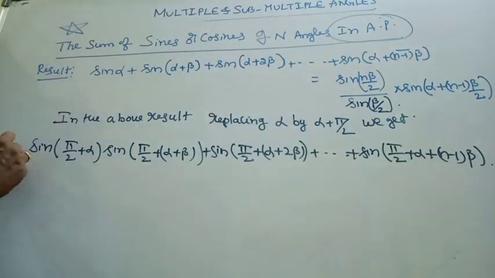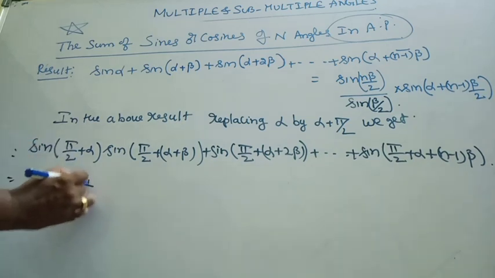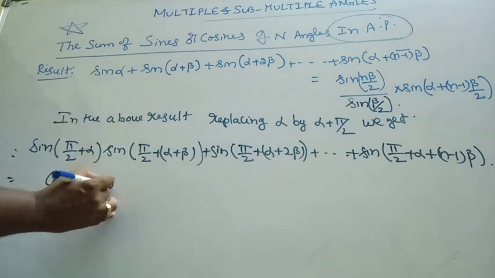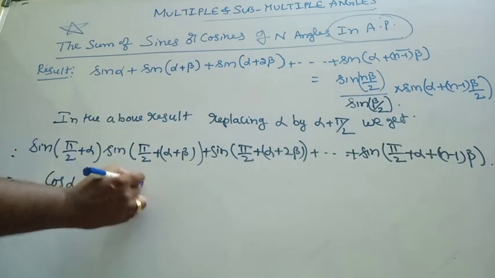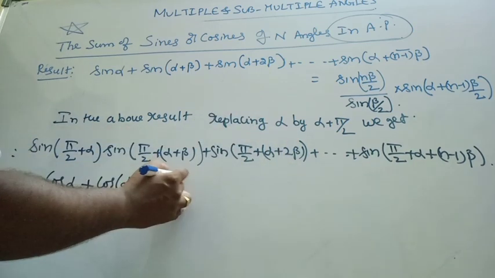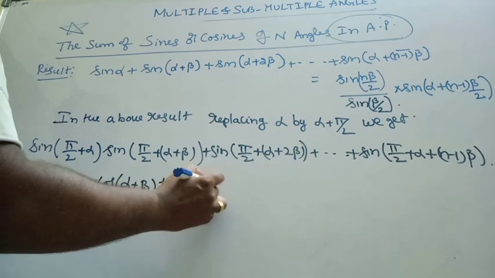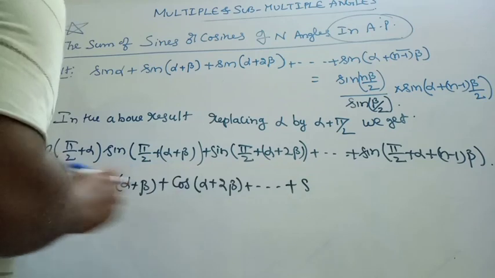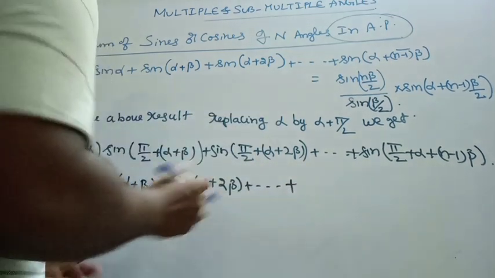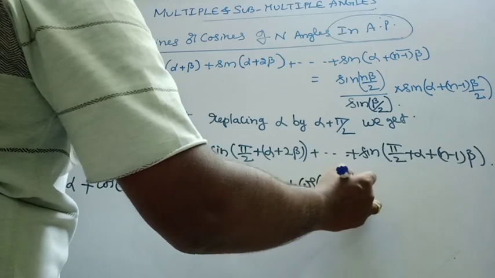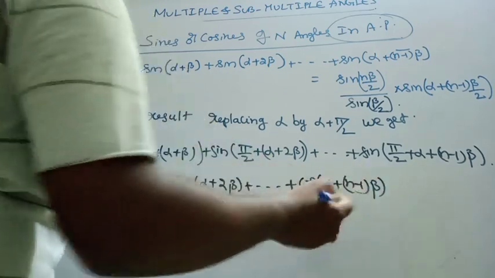Wonderful. Now sin 90 degrees plus alpha is equal to cos alpha. And sin 90 degrees plus theta is cos theta. That means in the place of theta you have now alpha plus beta. Similarly, here also sin 90 degrees plus theta is cos theta, that becomes cos of alpha plus 2 beta, and so on. Therefore, you are going to get cos of alpha plus n minus 1 into beta.